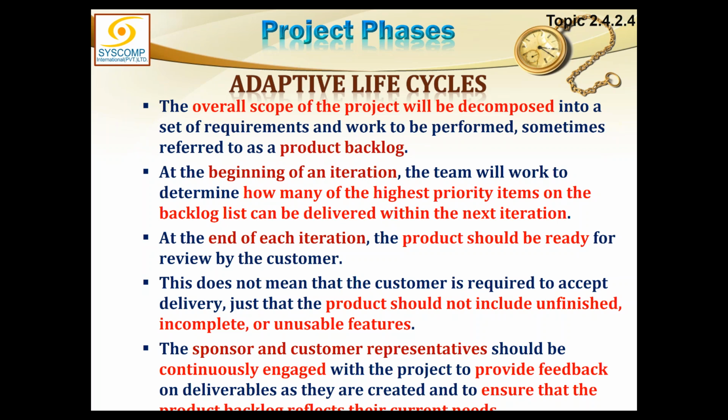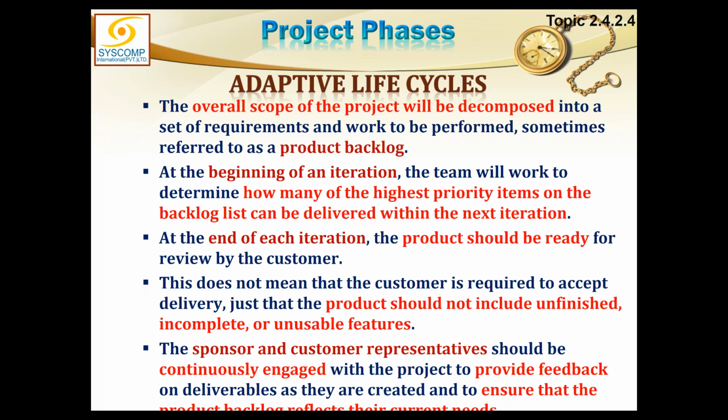Say if there are 5,000 requirements, all these 5,000 requirements will be prioritized in the way they are desired to be achieved. What is the most important requirement for the customer? That will come on top, and the least important requirement will go at the bottom. This is called a product backlog.